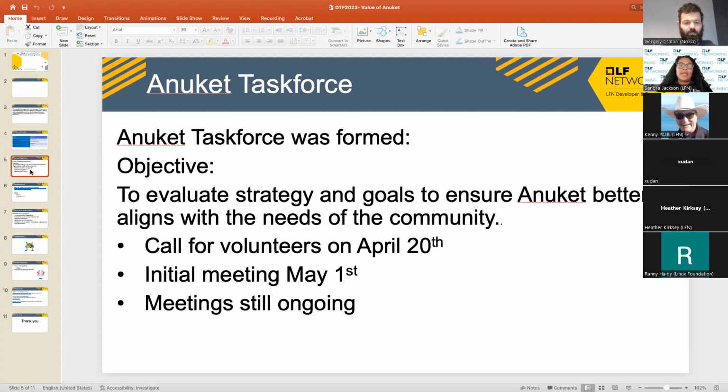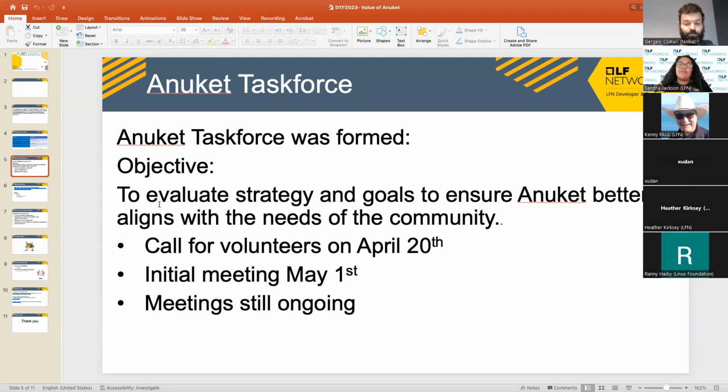So this is the timeline of it. We had a call for volunteers on April 20th. We had our first meeting on May 1st, and the meetings are still ongoing. We've only had about 3 meetings so far, so we welcome anyone who wants to join. We'll have information about the task force and the TSC meeting later in the presentation.